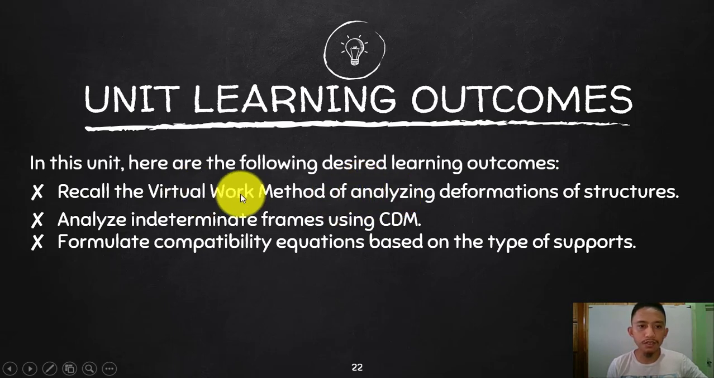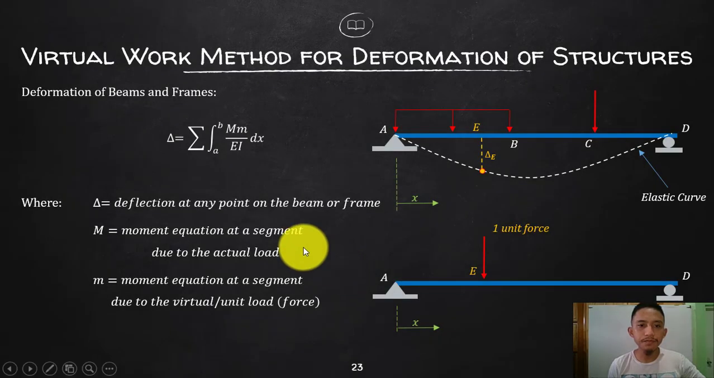Actually, the virtual work method is also used in beams and also in trusses, so this is what we will be using when we proceed to trusses. So we need to recall what the virtual work method is. Then of course we will be analyzing indeterminate frames using the CDM, the consistent deformation method. And you need to know again how to formulate compatibility equations based on the type of supports given on the frames or in the structure. So okay, let's start with the virtual work method. We will try to recall this one.